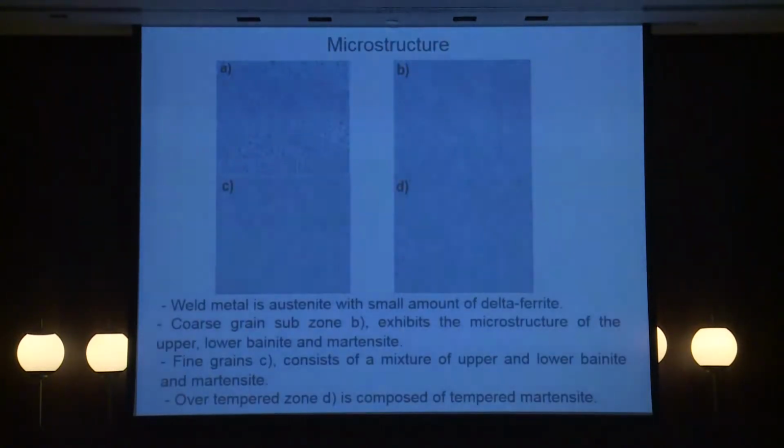Microstructure. Weld metal has austenite with a small amount of delta ferrite. In figure A, the coarse grain zone exhibits a microstructure of upper and lower bainite and martensite. The fine grain zone consists of a mixture of upper and lower bainite and martensite, and the overtempered zone, figure B, consists of a composite of tempered martensite.